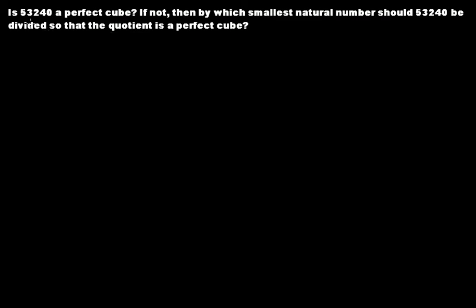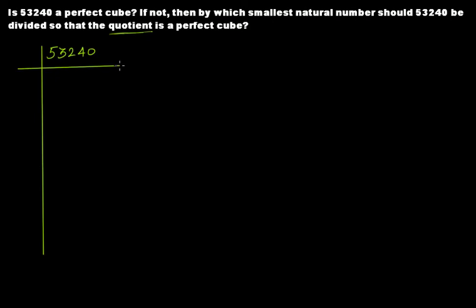We have one problem here that says, is 53,240 a perfect cube? If not, then by which smallest natural number should 53,240 be divided so that the quotient is a perfect cube? So this word is important, the quotient, and here you have to divide, you don't have to multiply. Since you are dividing, therefore this word quotient is appearing. Now, 53,240. First, let's check whether it is a perfect cube or not using the prime factorization method.